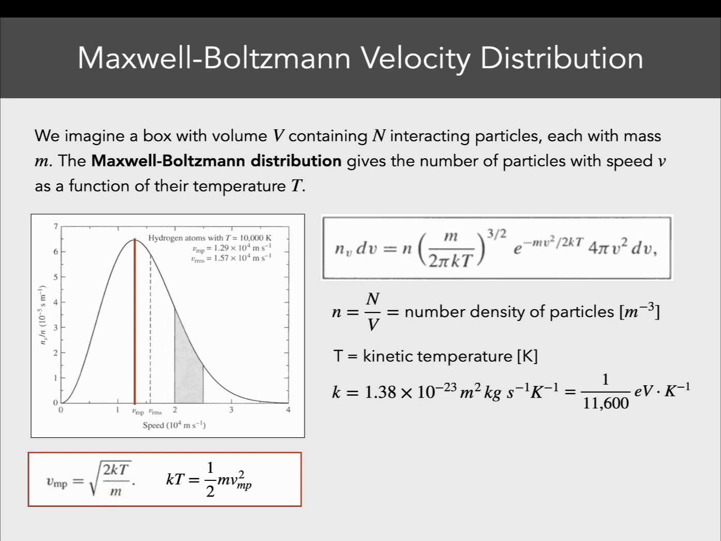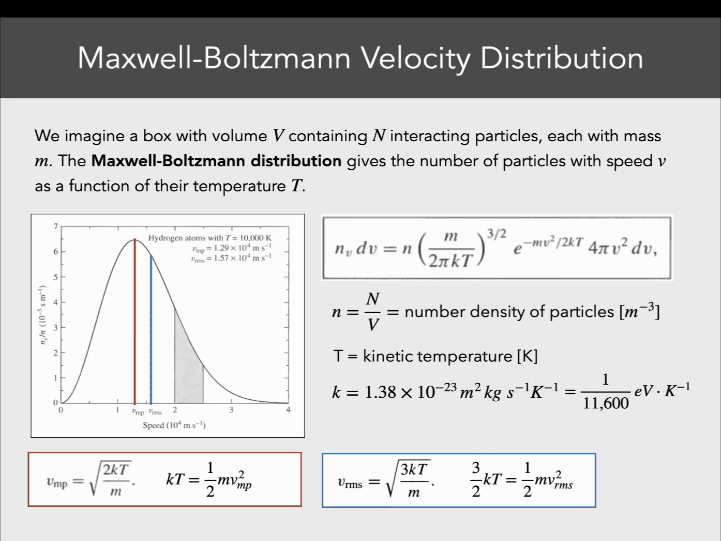If you rearrange this term, you can find that kT is equal to 1/2 mv squared. In other words, the kinetic energy associated with the most probable velocity turns out to equal kT. And kT has units of energy, just like 1/2 mv squared has units of energy. We'll come back to this in just a minute.